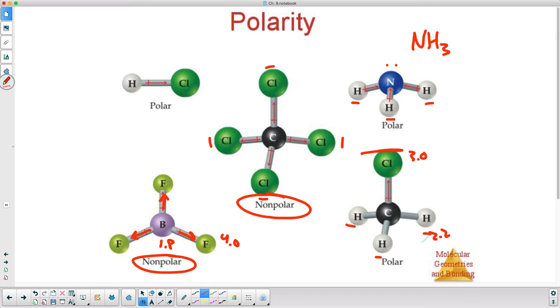There are no lone pairs on boron, and it's trigonal planar, which means that with symmetry, fluorine is pulling out at equal strength at each one of the fluorines. So that makes it nonpolar.